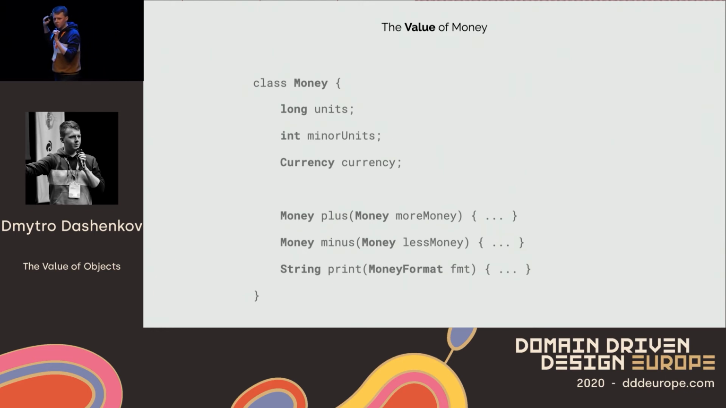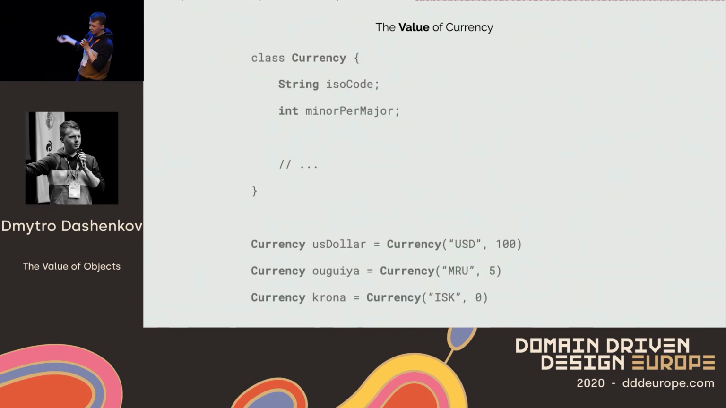Here is what we can do with money. Money could be represented with the big units and the small units, so khoums or cents or whatever. And the operations on the money can be done only with other instances of money. We cannot do operations with money using operations on longs. And currency is another value object here. And currency probably contains the information about how many minor units are contained in one major unit, which is handy.